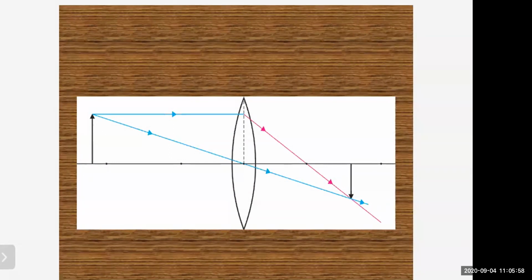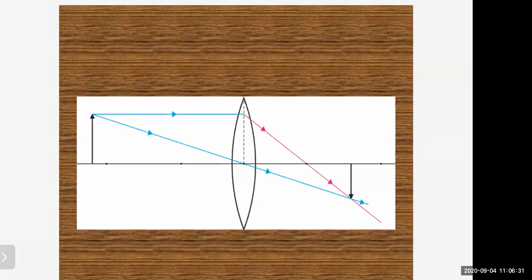So that means whenever the ray which is incident on the lens should be parallel. You can see in the diagram how it is parallel, and after refraction, it should pass through the principal focus. Just now I told you what is principal focus. Next condition: when the incident ray is passing through the principal focus, the refracted ray should be parallel to the principal axis.